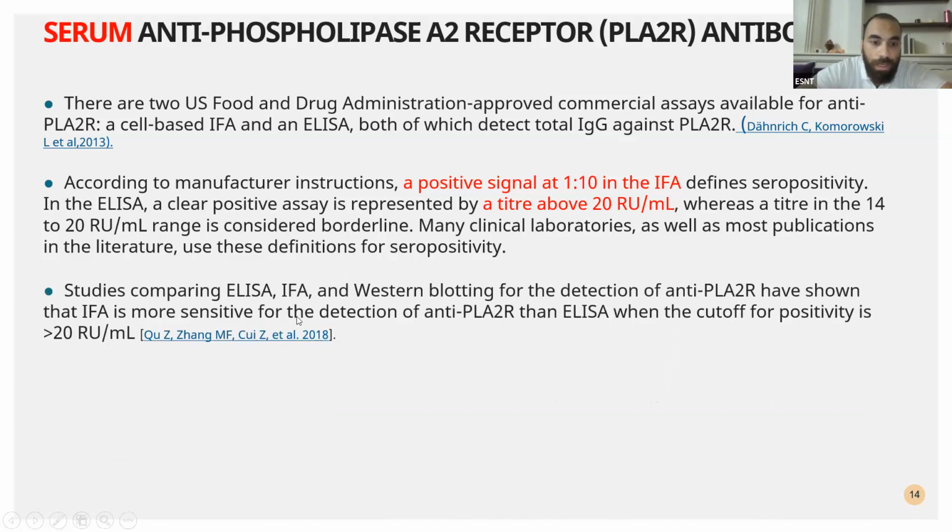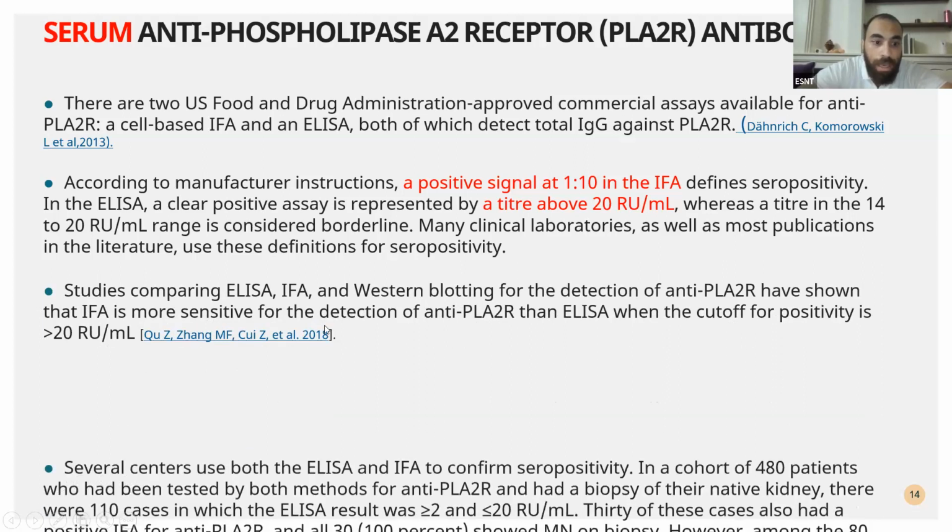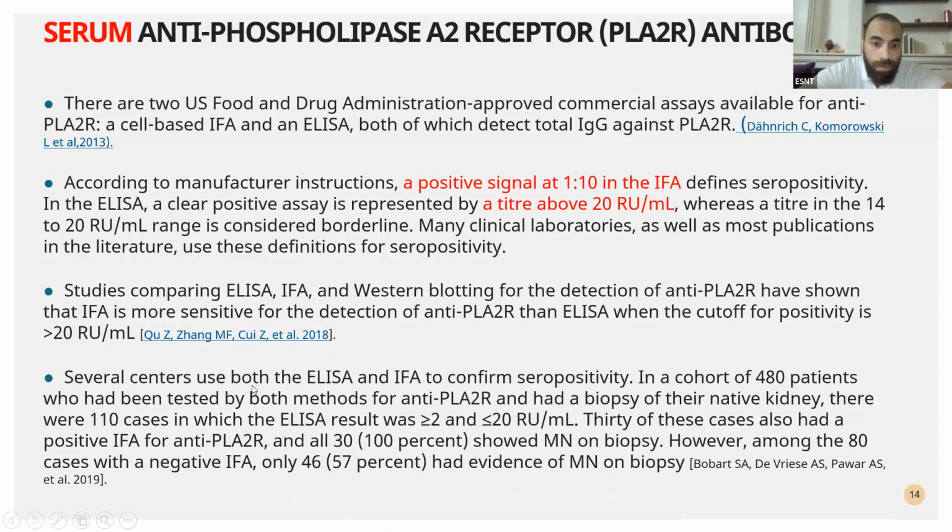But studies comparing ELISA and immunofluorescent assay show that the immunofluorescent assay is more sensitive. Some centers use both of them, doing ELISA and immunofluorescent assay, to compare seropositivity. Here we have a cohort study done on 480 patients, tested by both methods for anti-phospholipase and compared with the gold standard, which is the biopsy diagnosed as primary membranous. We can see here 110 cases stated as positive by ELISA, and 30 of these cases stated as positive in immunofluorescent assay. When this was compared with the biopsy, the immunofluorescent positivity was almost 100% with the biopsy.